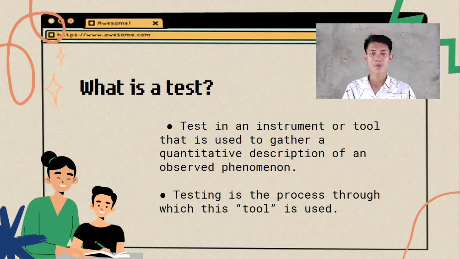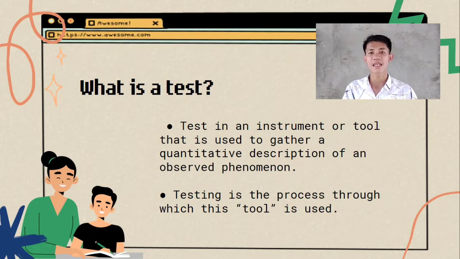What is a test? In the slide, a test is an instrument or tool that is used to gather a quantitative description of an observed phenomenon. Testing is the process through which the tool is used. Meaning to say, a test is a formal and systematic instrument. It is usually a paper and pencil procedure. It aims to assess the quality, ability, skill, or knowledge of the students by giving a set of questions in a uniform manner. So, there are factors to consider when making a test.